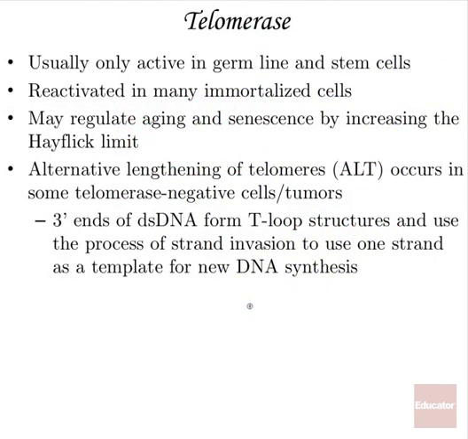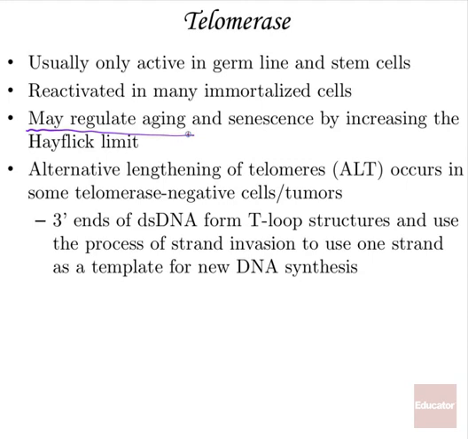So one of the last things I want to talk to you about, telomerase. We have it usually only being active in germline and stem cells. It's reactivated, however, in many immortalized cells. So immortalized cells, that's usually code word for cancer. All right, so our cells are supposed to eventually die. Okay, so as the telomeres shorten, that is somewhat maybe correlated with aging. Right, so telomerase may regulate aging and senescence. Senescence just means not dividing anymore, so you're basically in G0 phase.